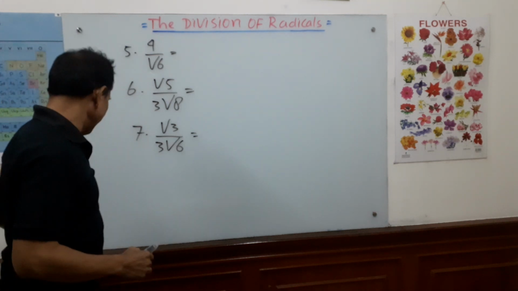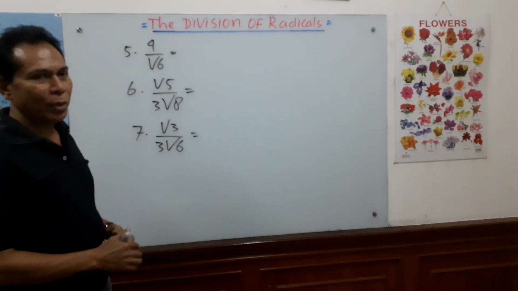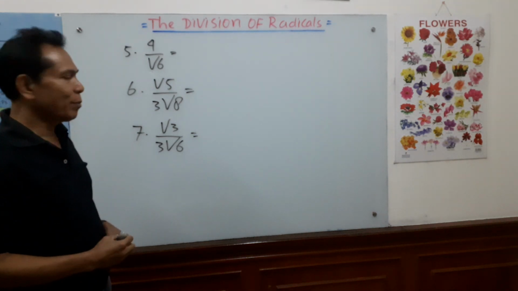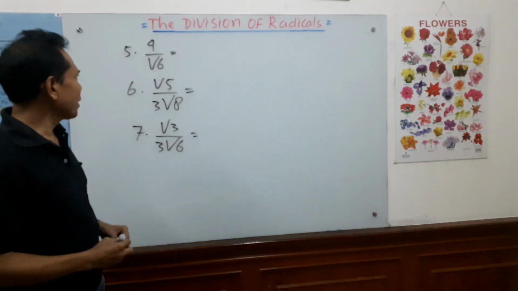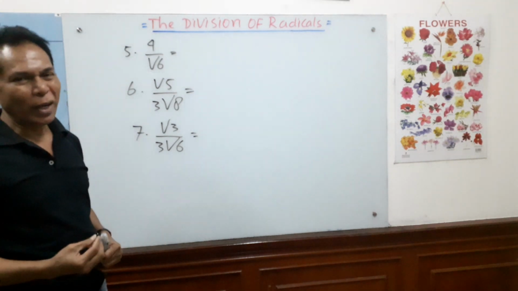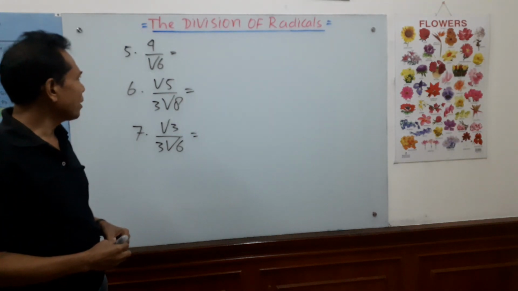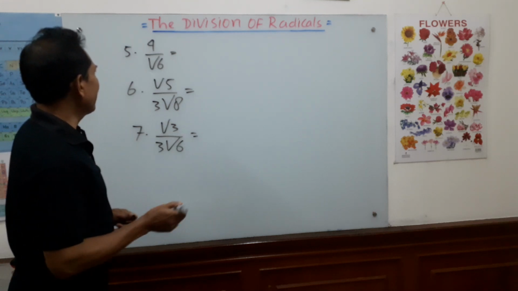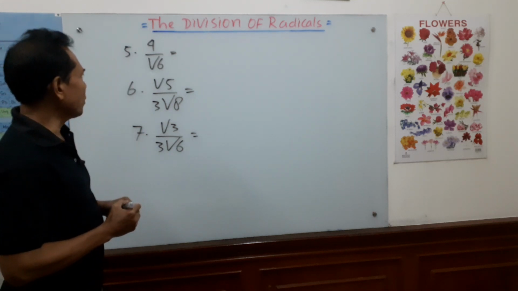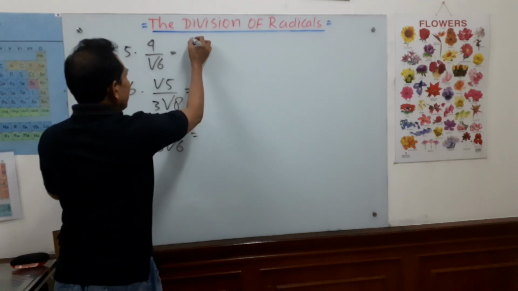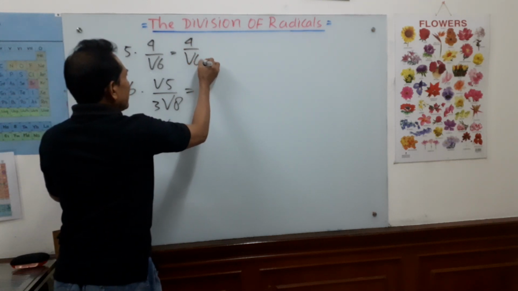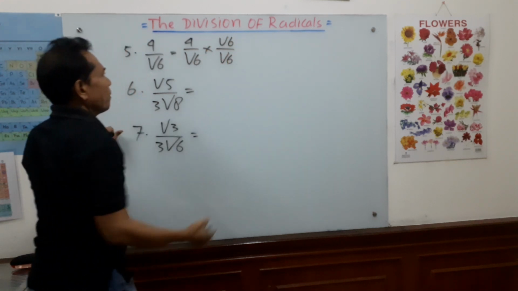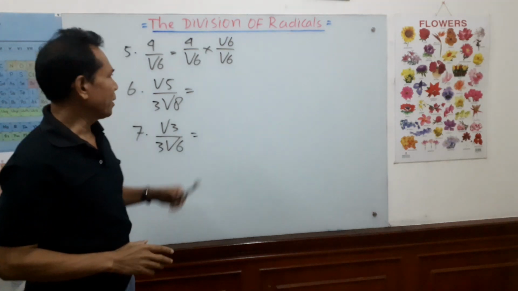let's look at this. So basically these 3 numbers are the same as the previous 4 numbers as well. So we need to rationalize the denominators in order to find some perfect square to make it easier for us to work out these questions. So let's look at number 5. We have 4 over square root 6. So we put here 4 over square root 6 times square root 6 over square root 6. Okay, we rationalize the denominator.